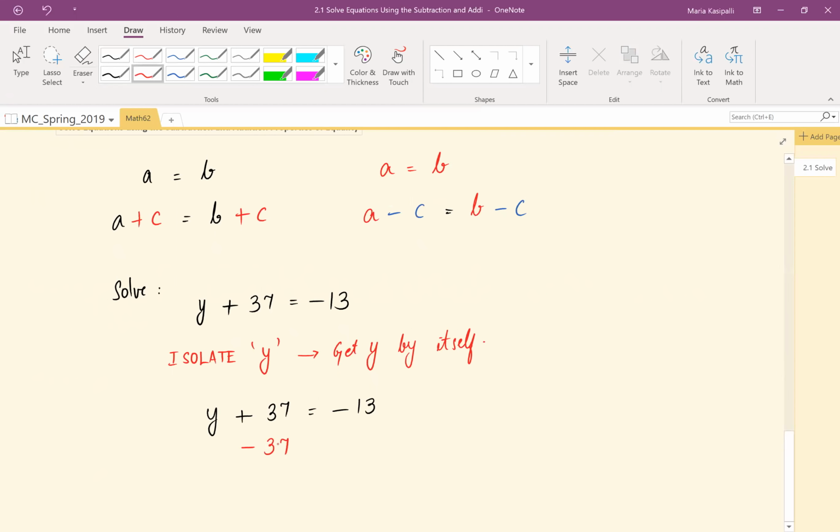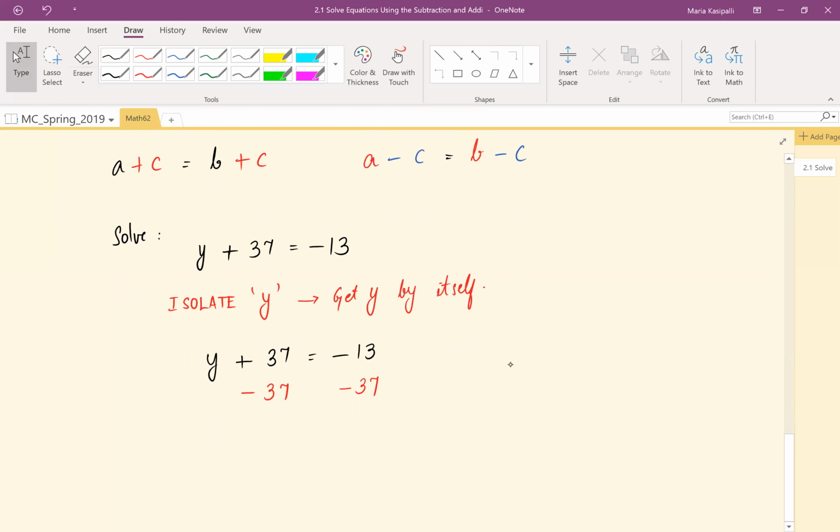And as per the property, whatever you do on one side, you do the same thing on the other side. So I subtract 37 on the right as well. This helps us to get rid of the 37s on the left, leaving us with a y by itself equals. Combine these two. When you have two negative numbers to add, you will add the two numbers and take the common sign. So adding them gives us 40, I'm sorry, 50, and the common sign is negative.